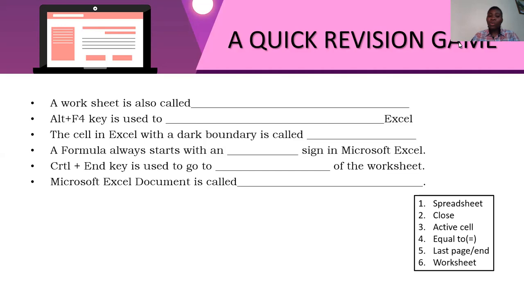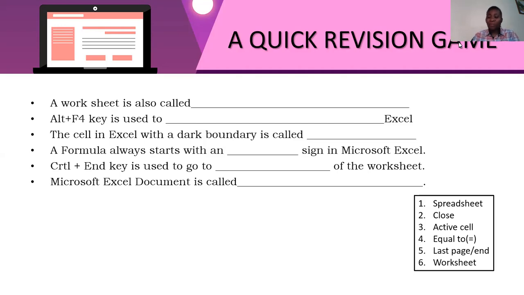Now, number 1, a worksheet is also called a spreadsheet. Alt plus F4 is used to close an Excel document. The cell in Excel with the dark boundary is called an active cell. And a formula in Excel must always start with the equal to sign. Control plus N key takes you to the end of the page or to the last page in your document. And then a Microsoft Excel document is always called a worksheet. Okay, so thank you for that round.